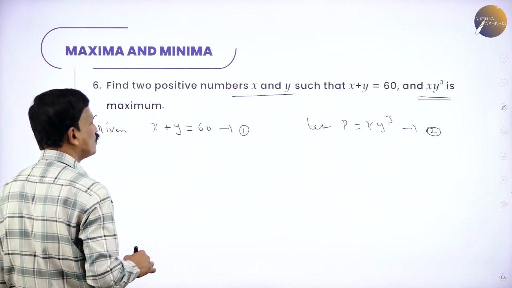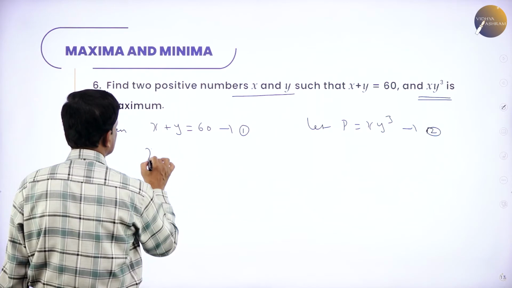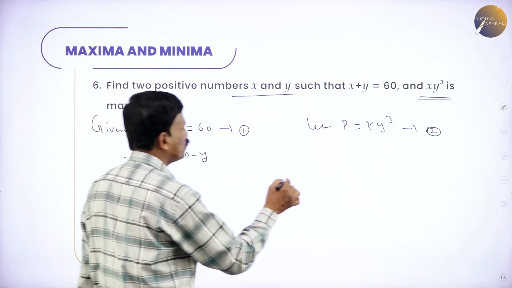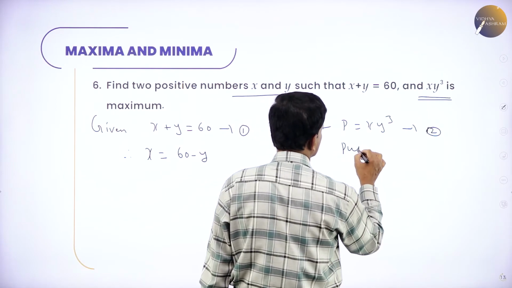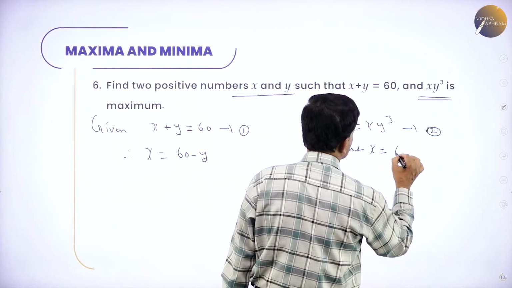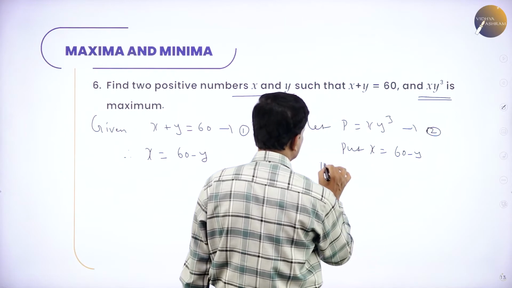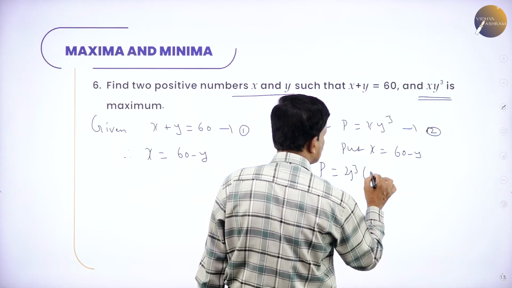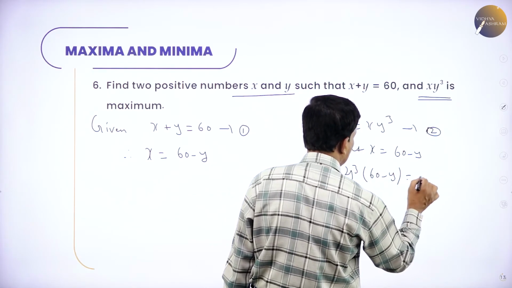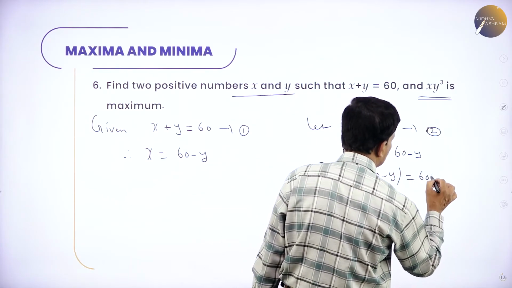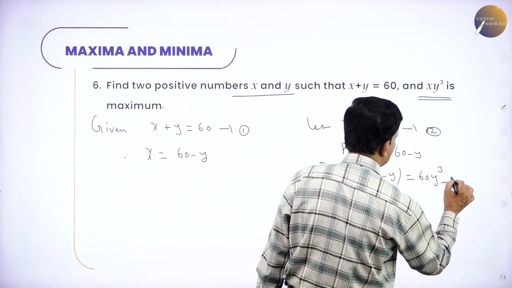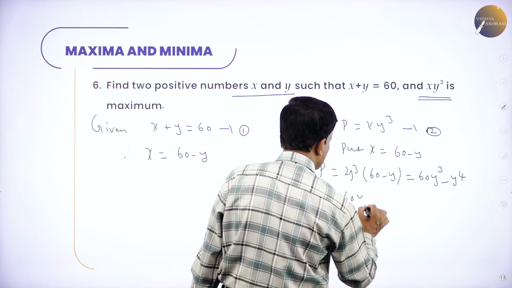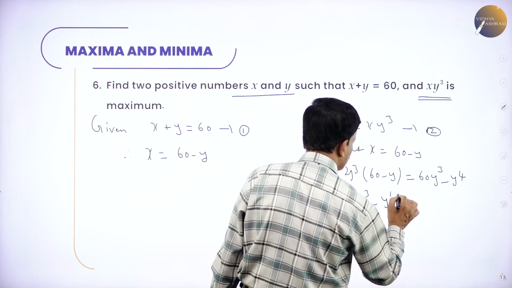Now get the value of x from this. This implies x is equal to 60 minus y. Substitute here, put x is equal to 60 minus y. Then p is equal to y cube as it is, and x is nothing but 60 minus y. Simplify this: 60 y cube minus y to the power of 4. That is, p is equal to 60 times y cube minus y to the power of 4.